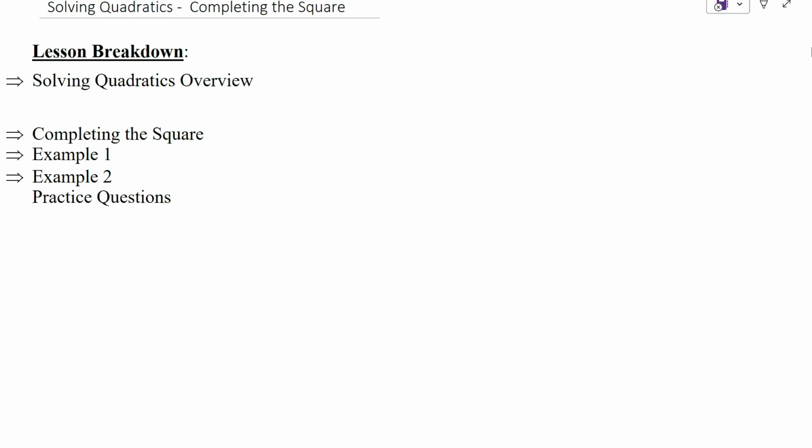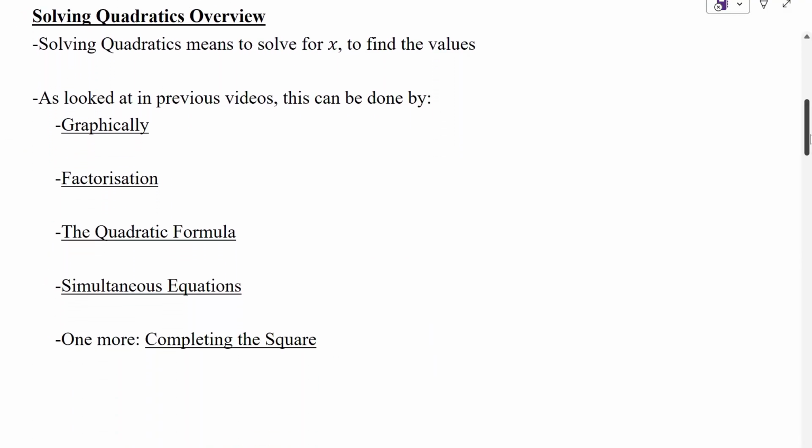Now, this lesson will be a follow-up from the previous videos where we looked at solving quadratics and different ways to solve them. Today, we will be looking at completing the square. So we'll do a quick overview of solving quadratics and the different ways of how we can do this. Then we will look at a few examples of how to complete the square and some practice questions.